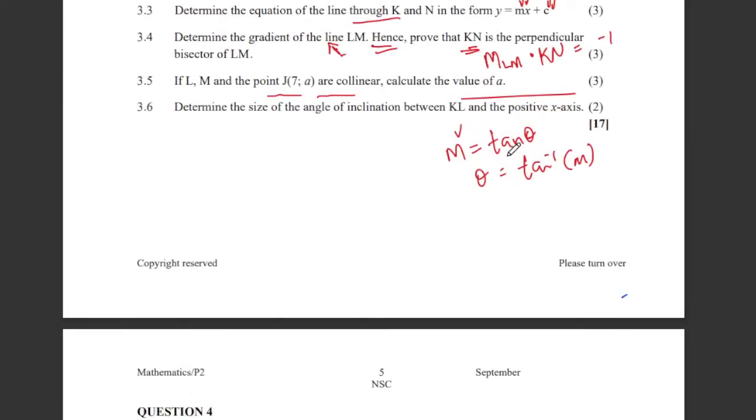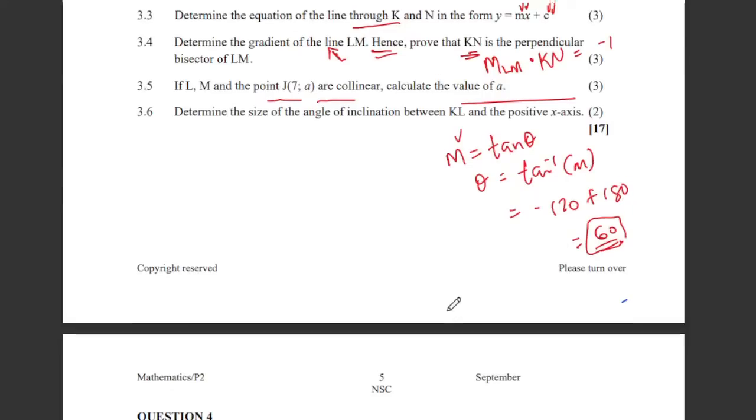Now, if it so happens that you get a negative value, okay, say -120, just add 180, so that you end up with a positive answer. So regardless of which value you get, for as long as it's negative, you need to always give us a positive answer. Then if the answer is positive, well and good.